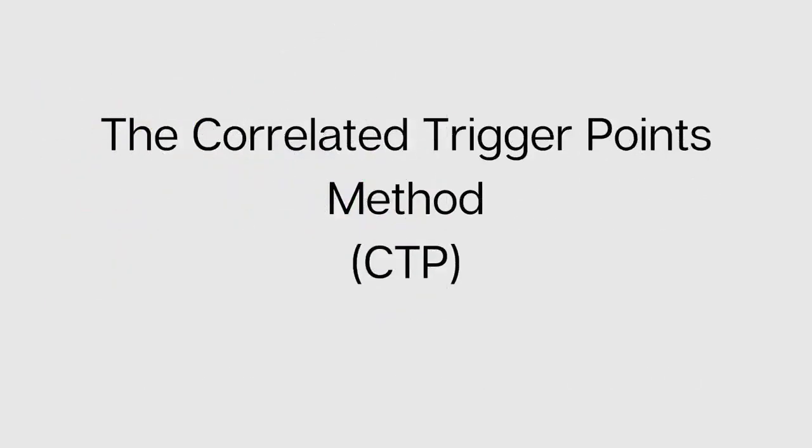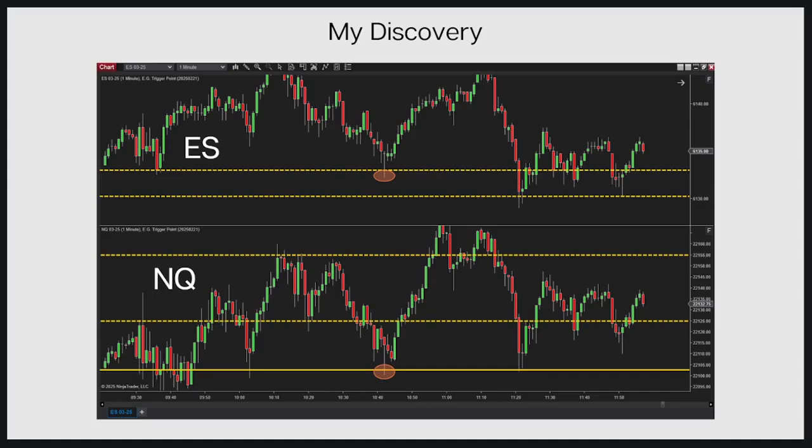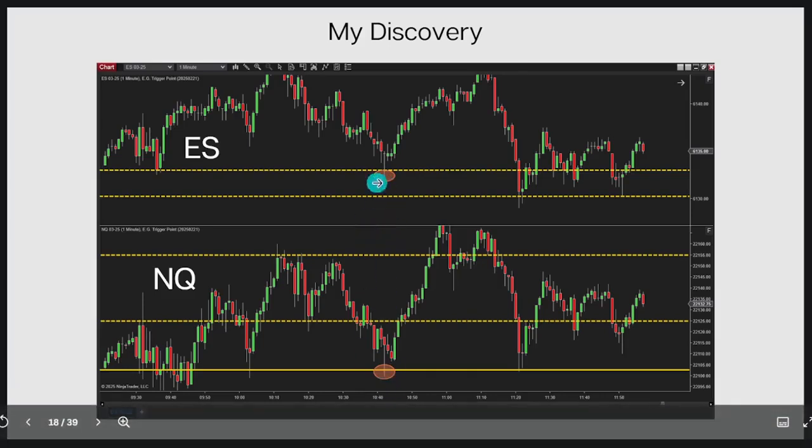So I developed a method called the correlated trigger points, CTP, to help to understand better whether a level is going to hold or not. So my discovery started by observing, I'm watching the graphs many hours a day for years, and my discovery was as follows. So we have the ES futures here and NQ futures here, and what I saw is that a strong reaction to my trigger point happened at the same time.